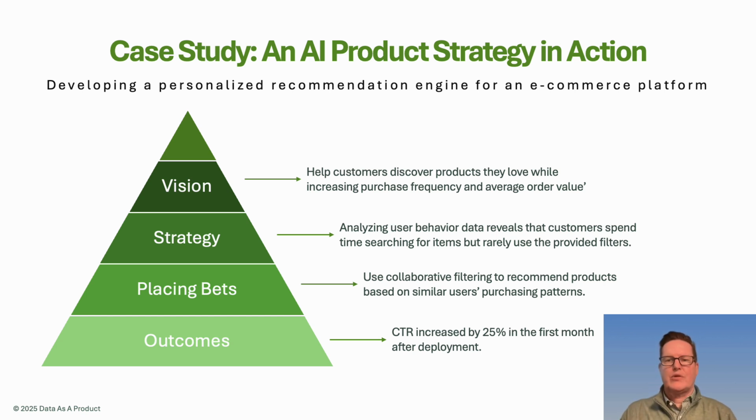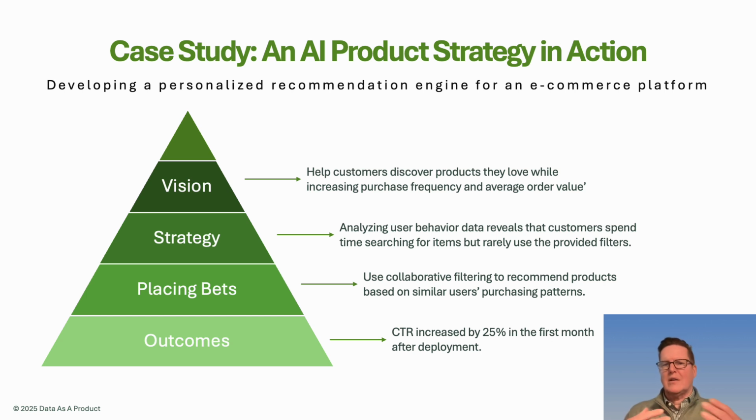Then we need to identify the critical problems to solve. We can settle on the problem that customers are browsing but not purchasing because they can't find relevant products quickly. An insight that we gain from analyzing user behavior reveals that customers spend time searching for items but rarely use the provided filters. Now we can select an AI methodology. We can do that by using collaborative filtering to recommend products based on similar users' purchasing patterns. Then combine that with content-based filtering to analyze the product attributes.